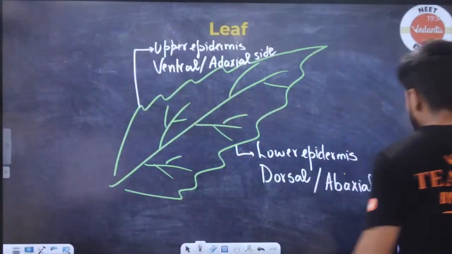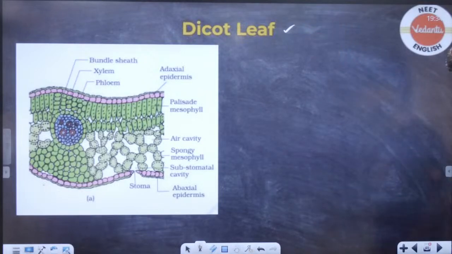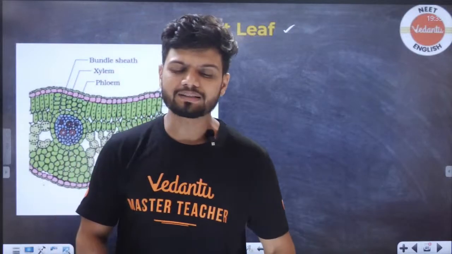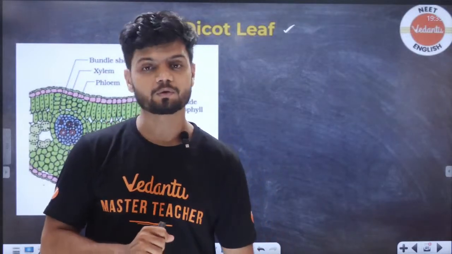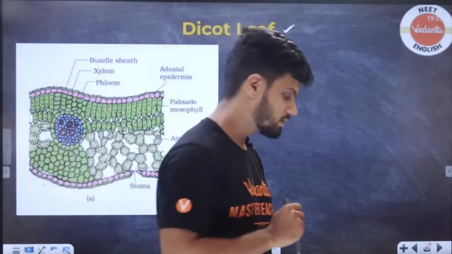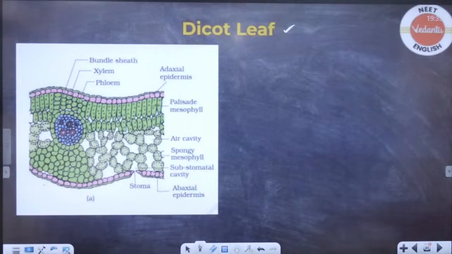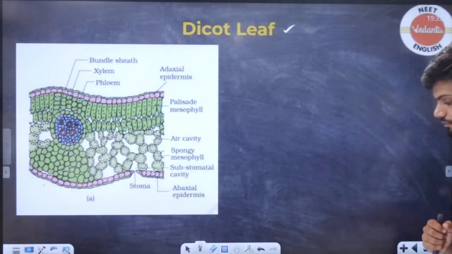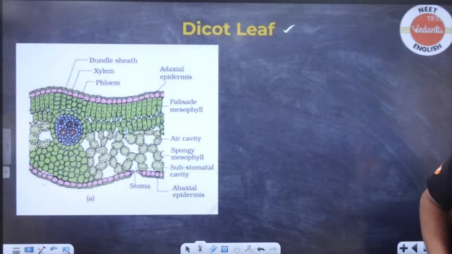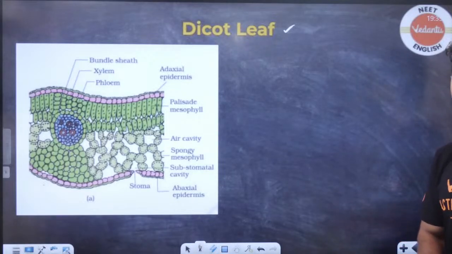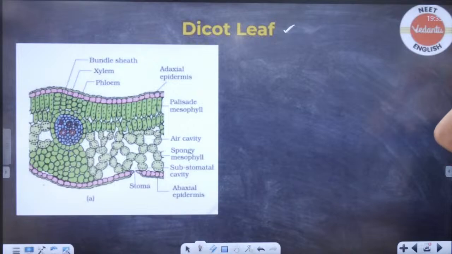Now students, we need to understand something called your dicot leaf. A dicot leaf is also called, can anyone tell me what is the other name of dicot leaf? Quickly tell me in the chat. I'll give you 20 seconds. Is it called dorsiventral or is it called isobilateral? Tell me students. Anyone? It is called dorsiventral leaf.